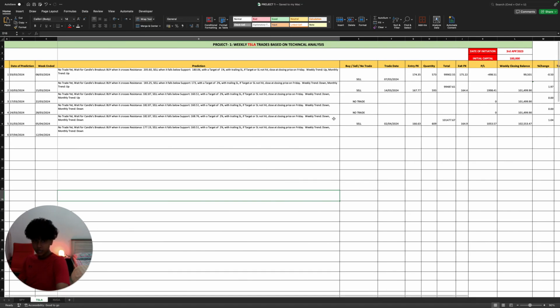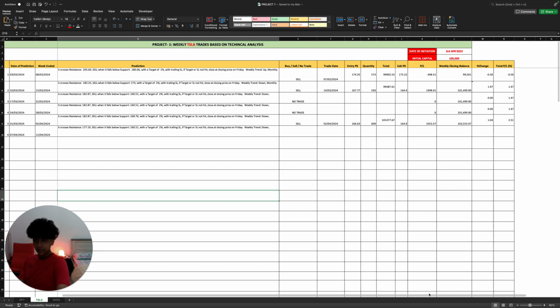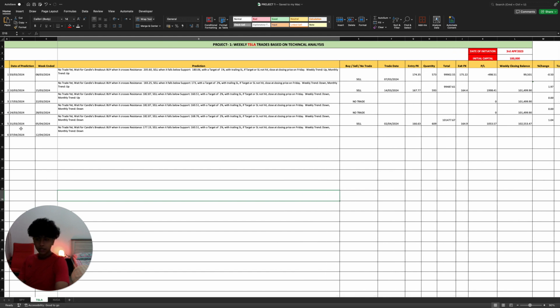Now, last week we had a sell signal, which ended up giving us a profit of $1,053.57, which is 1.04%, and increasing our weekly closing balance to $102,553.47. And again, I've added this column here of the running total P&L. So as of now, we have a total of 2.51% given in 1 month, which is quite good, meeting the target that I had set.